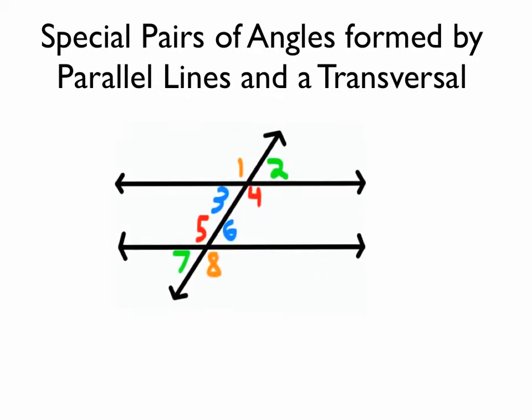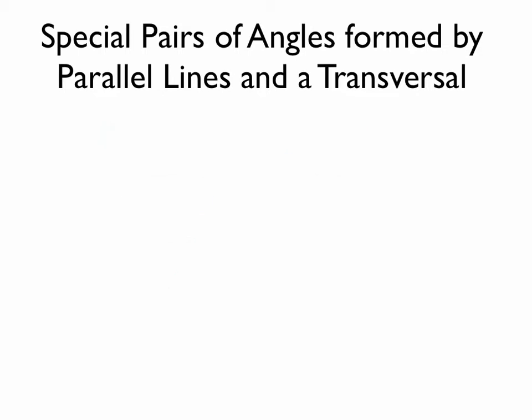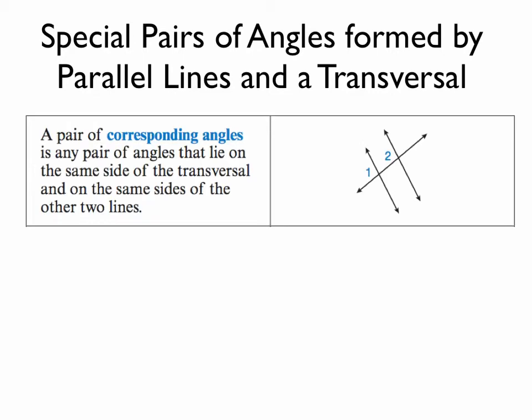So when we have a diagram that looks like this, with a pair of lines that may or may not be parallel, and a third line that intersects them, that third line is called a transversal, and 8 angles will be formed. And we need to know the names of those pairs of angles. Corresponding angles, such as angles 1 and 2 shown, lie on the same side of the transversal and the same side of the other two lines.